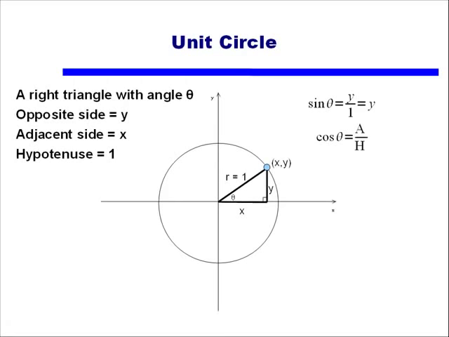This also works with cosine. Cosine is adjacent over hypotenuse, and in this case, my adjacent side is length x, and again my hypotenuse is length 1, so the cosine of this angle theta is equal to x. Lastly, tangent of theta is equal to the opposite side over the adjacent side, or y over x.